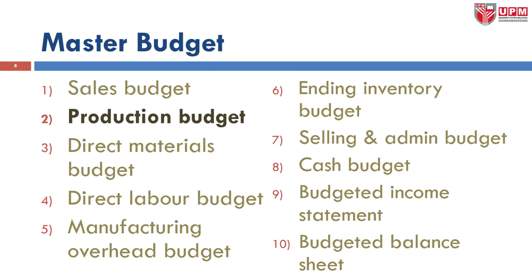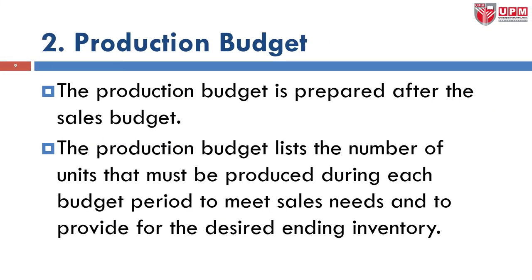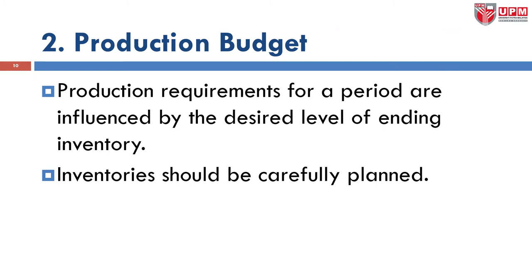Right, as we have highlighted just now, the sales budget, and I did touch on some of the other budgets because they are interrelated. Let's go into the production budget. The production budget is prepared after the sales budget. The production budget lists the number of units that must be produced during each budget period to meet sales needs and to provide for the desired ending inventory. Production requirements for a period are influenced by the desired level of ending inventory. Right, inventories should be carefully planned.